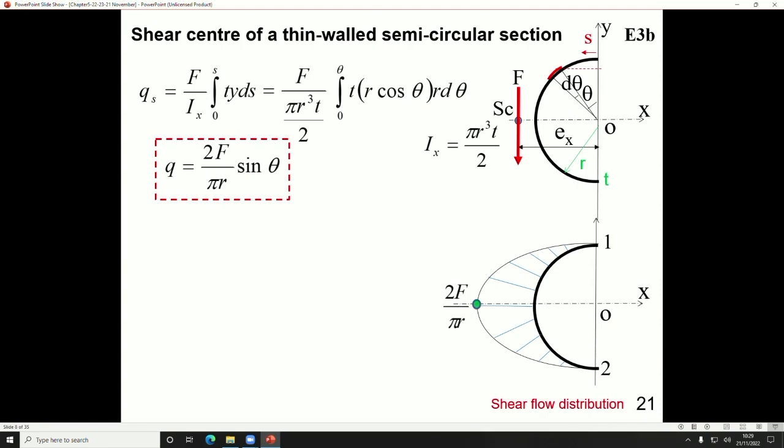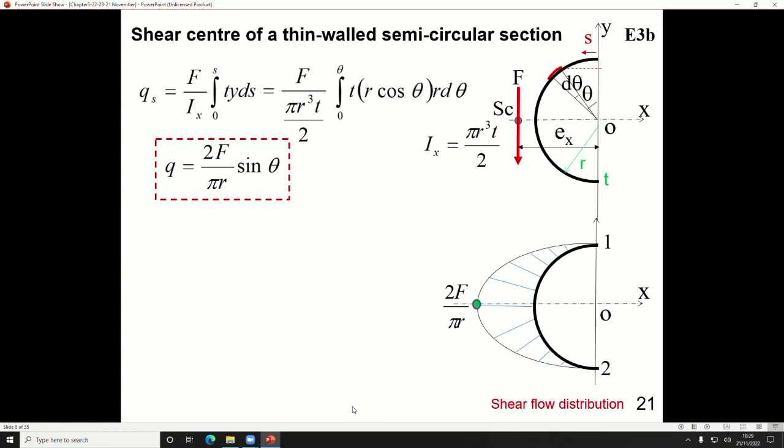Now, if I was asked to find the maximum shear stress, I have to divide 2F over pi r by the thickness, whatever thickness it has here. So if the thickness is t, the answer is 2F divided by pi r t, where t is the thickness of this section.